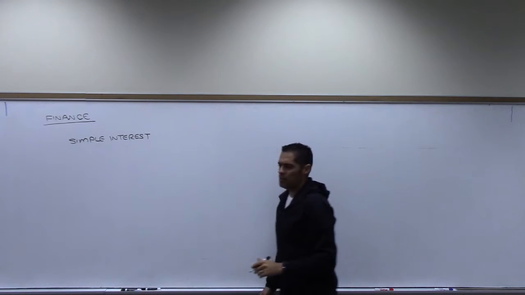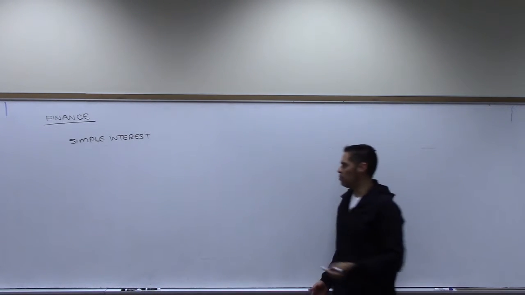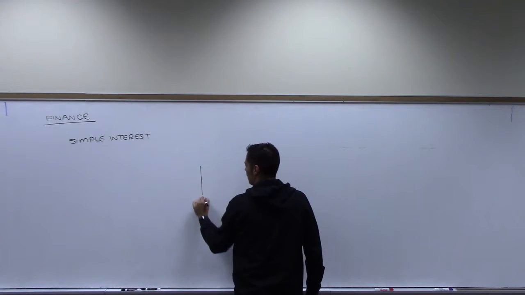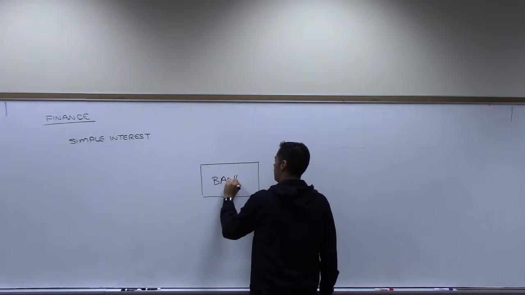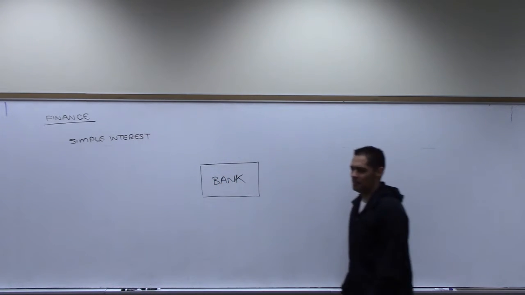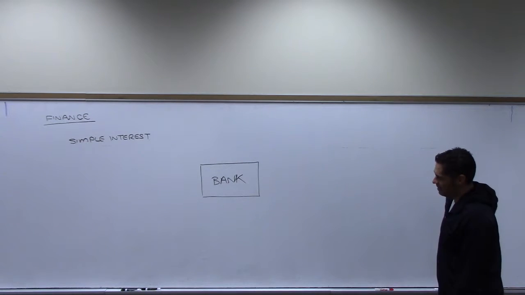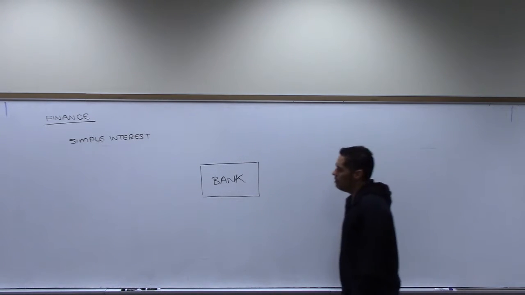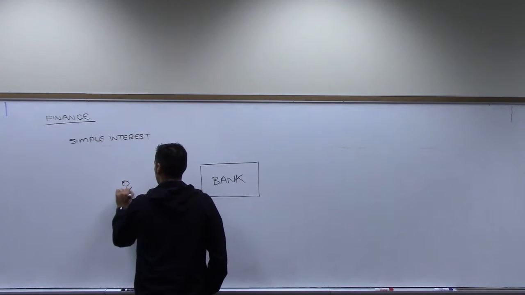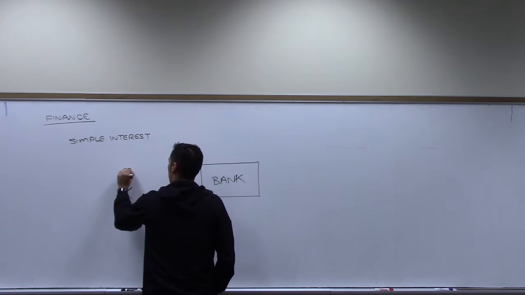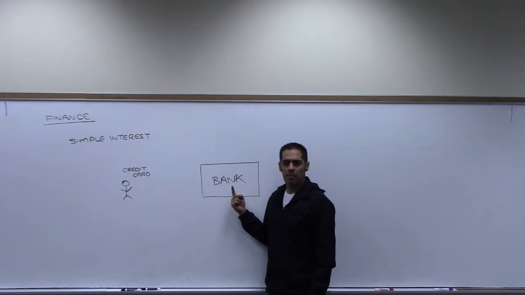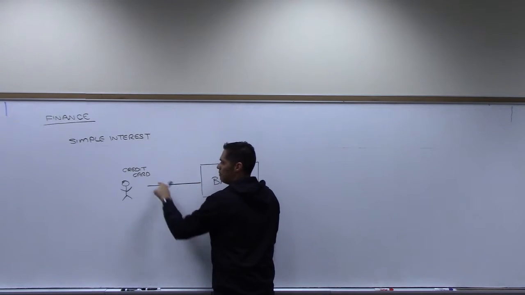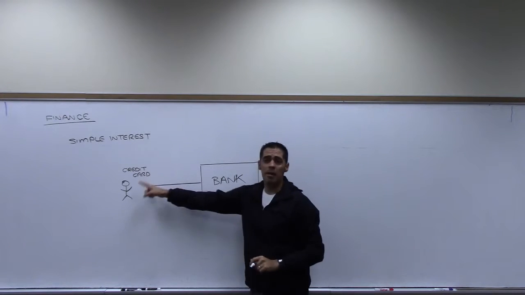All right, simple interest. Just in case you don't know how it works, let me show you how this works. I'm making this very simple. Here's a bank, okay? You like the bank? Now, here you have people over here. Let's say you have a person here, and they have a credit card. The credit card is issued by the bank, right? So they go here and the bank issues them the credit card. So they're borrowing money, right?